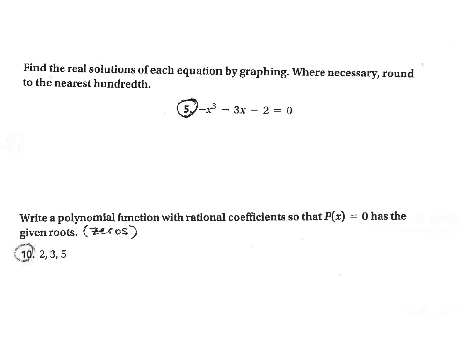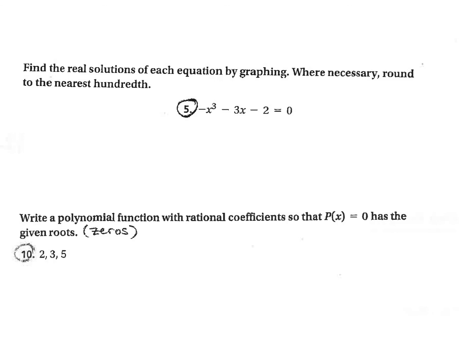Okay, so here's the deal on this one. It says find the real solutions of each equation by graphing. So you put that into your calculator, which is what I have here, and then you hit zoom 6. How many zeros do you see? 1. How many zeros should there be? 3, right? It's negative x to the third power. So if your graph is only showing you 1, what do you suppose is going on? You have 2 imaginary solutions, right?